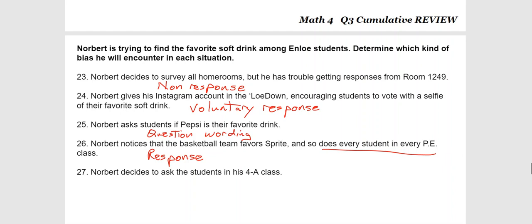Who knows? And then lastly, Norbert decides to ask the students in his 4A class. Now, that's going to be one of those situations where out of a campus of 2,400 students, he's asking the 25 people in just one class, and that's not going to be big enough.